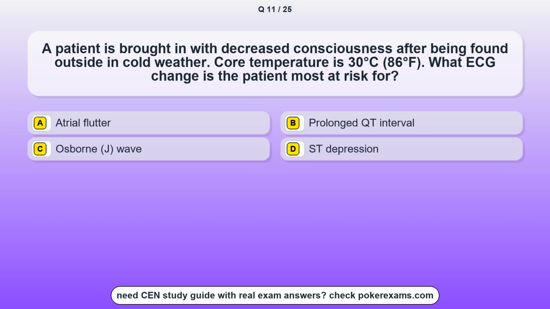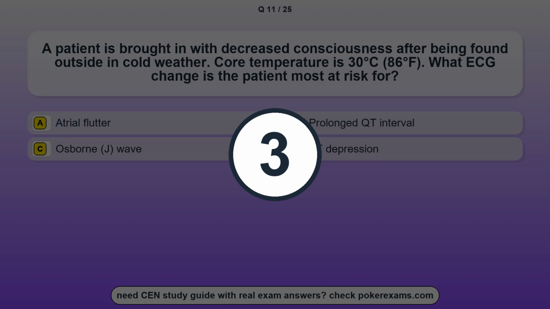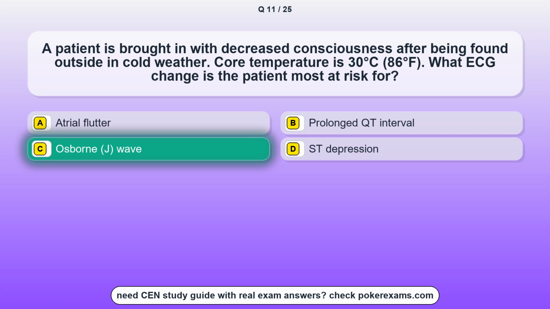Question 11. A patient is brought in with decreased consciousness after being found outside in cold weather. Core temperature is 30 degrees Celsius, 86 degrees Fahrenheit. What ECG change is the patient most at risk for? Option A, atrial flutter. Option B, prolonged QT interval. Option C, Osborn J wave. Option D, ST depression. The correct answer is option C, Osborn J wave.